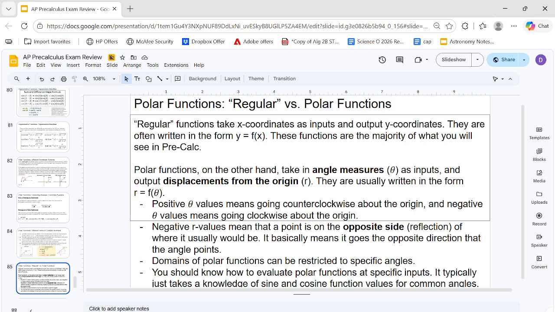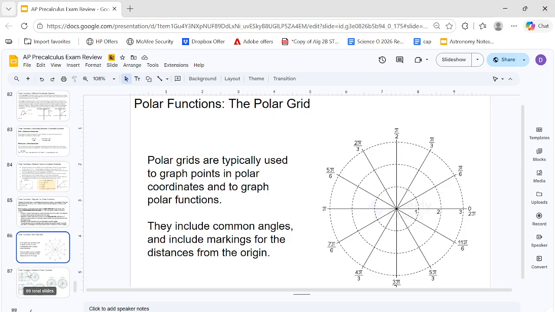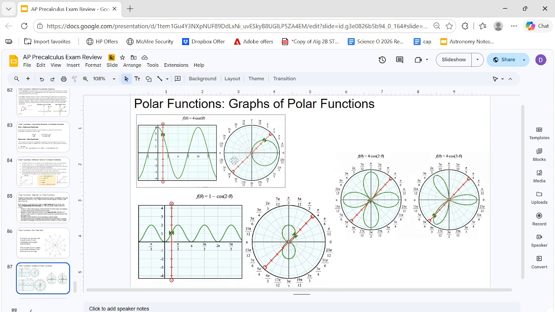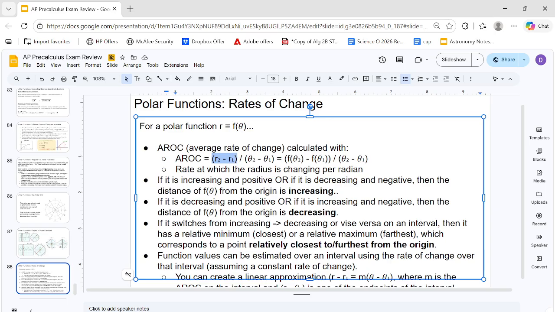Positive theta is counterclockwise, negative is clockwise. Negative r means it's being reflected from where it normally would be. This is what polar functions look like. The average rate of change is r2 minus r1 over theta 2 minus theta 1, so the y's and x's become r's and thetas. Or f of theta 2 minus f of theta 1 over theta 2 minus theta 1.